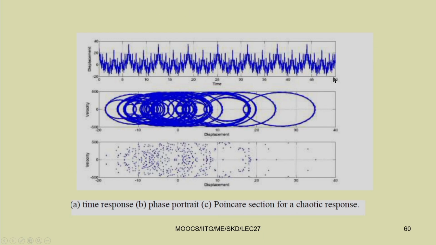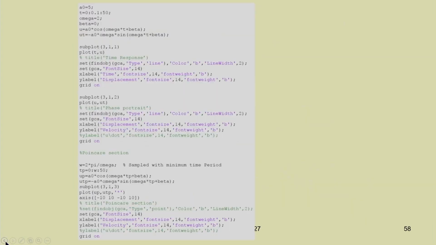If you have a chaotic response, you see that this Poincare section fills the whole space. If you sample it with the lowest time period, it fills up the whole space. This way, by using the Poincare section, you can characterize the periodic, quasi periodic and chaotic responses. In the case of periodic response, what I have shown you is the single period.